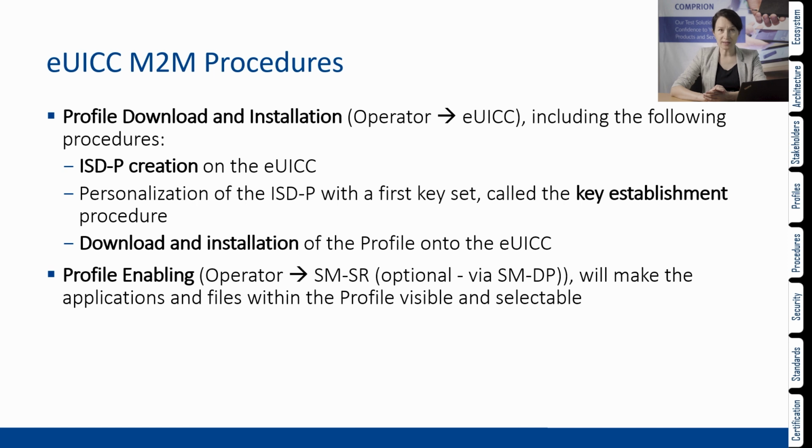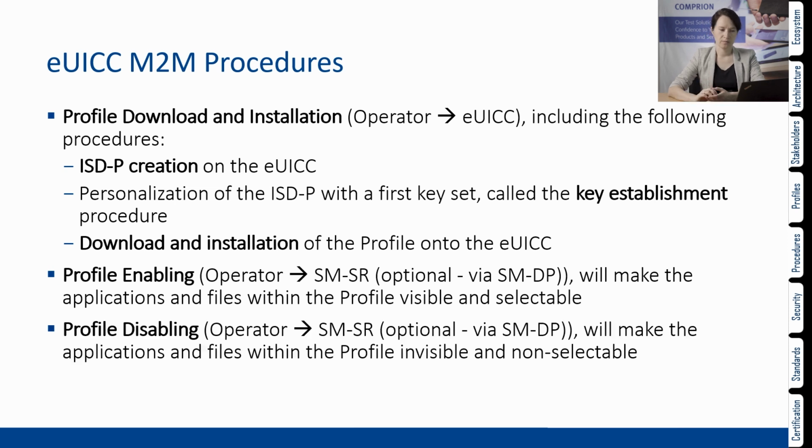Profile enabling is the second part, to make the profile work, or to make the device able to make a call. You have to start with the profile enabling from the operator. This goes from the operator to the SMSR. Optionally, it can go from the operator to the SMDP and then be forwarded to the SMSR, but it's the same type of procedure. This profile enabling will make the applications and the files within the profile visible and selectable on the EUSSC terminal interface.